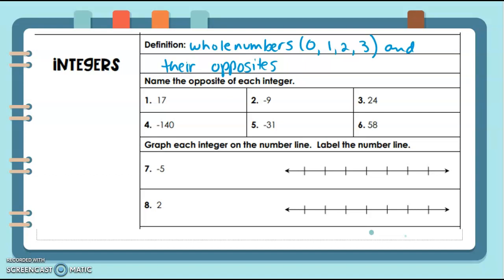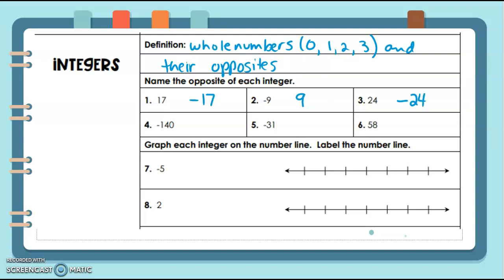So let's name the opposite of each integer. I'm going to do the first 3 for you. Then you can pause it and do 4, 5, and 6. Okay, so 17, the opposite of that would be negative 17. Negative 9, opposite of that is 9. 24, opposite is negative 24.